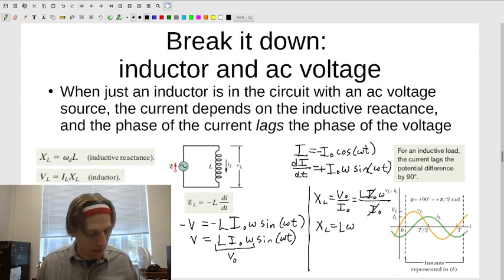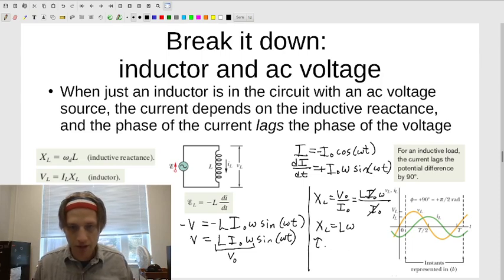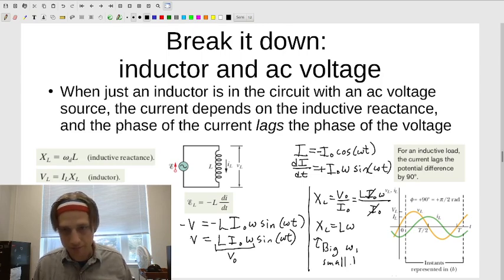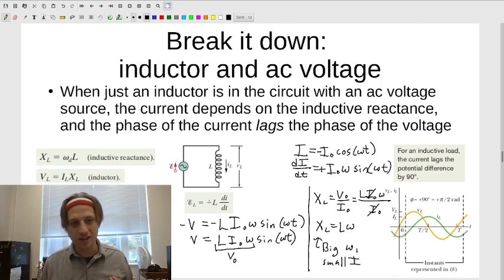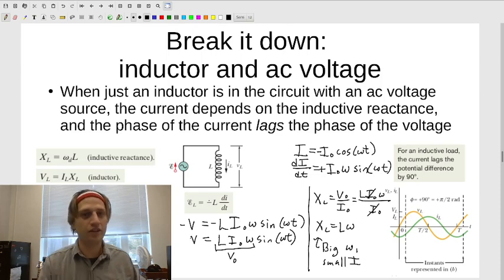So what does that mean? It means that if I have a big omega, I have a small I. So big omega means I have a big reactance. That's like resistance. Big resistance would give you a small current amplitude. And the idea there is that it's reacting to the change in current. So if you have a fast frequency, you've got a lot of change, and that's going to minimize the amount of current that's able to flow through that inductor.